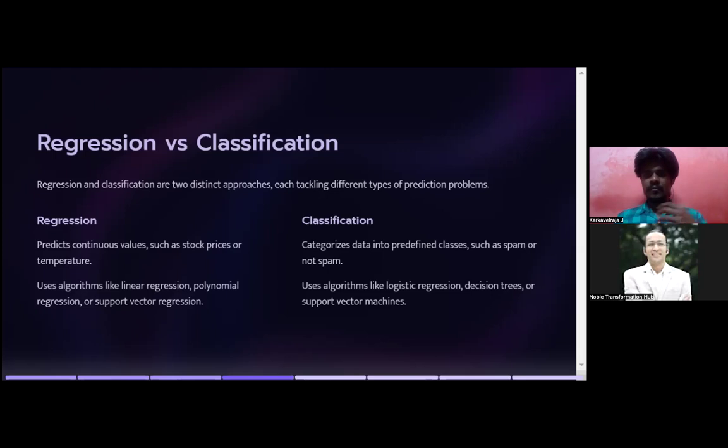From the start of this session we have been saying that data science is about probability. We cannot judge exactly what happens; we can only give an optimal solution. So keep only this in mind: regression means a continuous value, classification means a discrete value, that is, a categorical value.